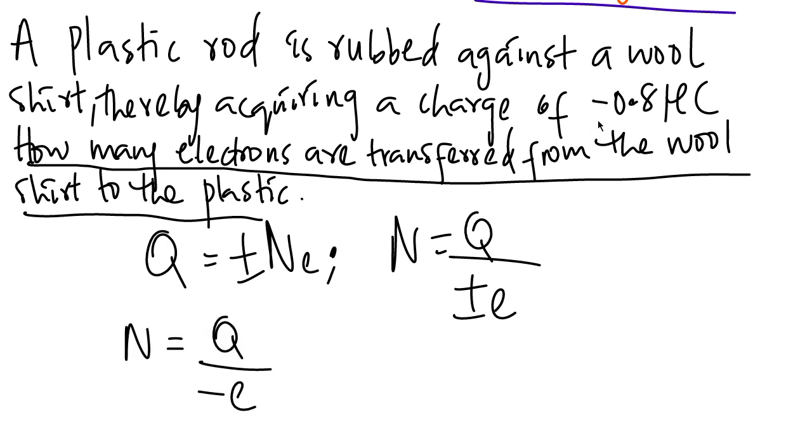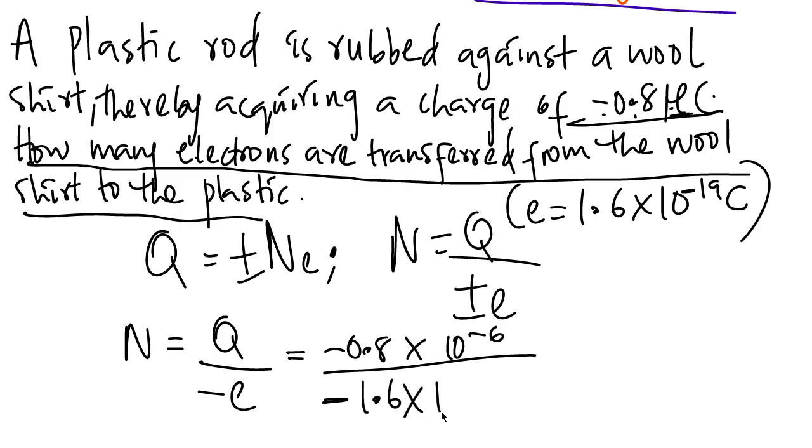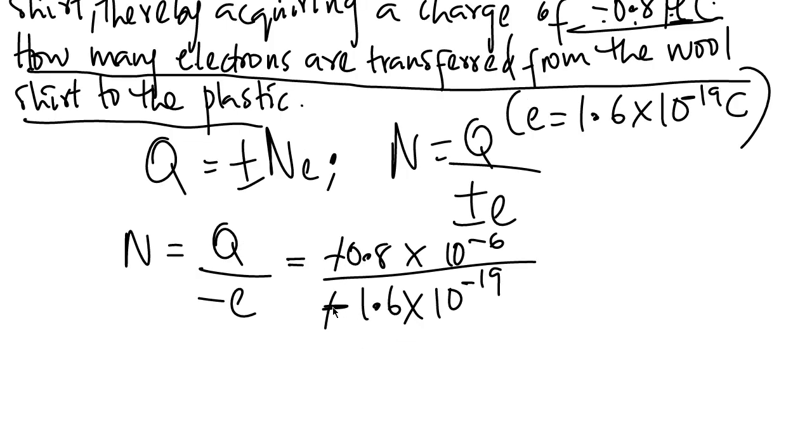Q has been given to us in the question as negative 0.8 microcoulombs, right? So negative 0.8 times 10 to the negative 6, because this is micro, I said this earlier, and then divided by negative e. Remember the value of e, 1.6 times 10 to the negative 19 coulombs. So negative 1.6 times 10 to the negative 19 coulombs. So the negative and the negative, we're going to have a positive, right? And then if we divide 0.8 by 1.6, we're going to have 1 over 2.